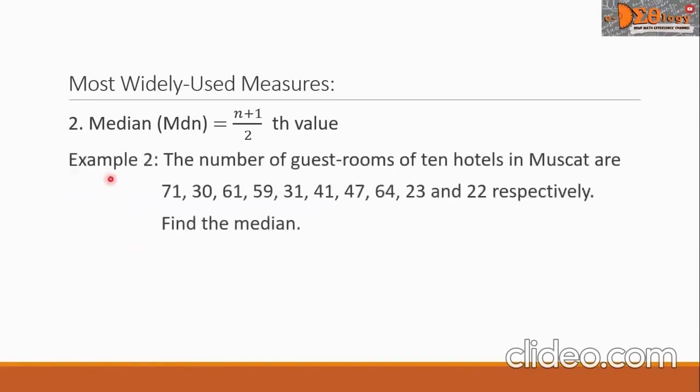Let us have example 2. The number of guest rooms of 10 hotels in Muscat are 71, 30, 61, 59, 31, 41, 47, 64, 23, and 22 respectively. Find the median. First, let us arrange the data from smallest to largest.